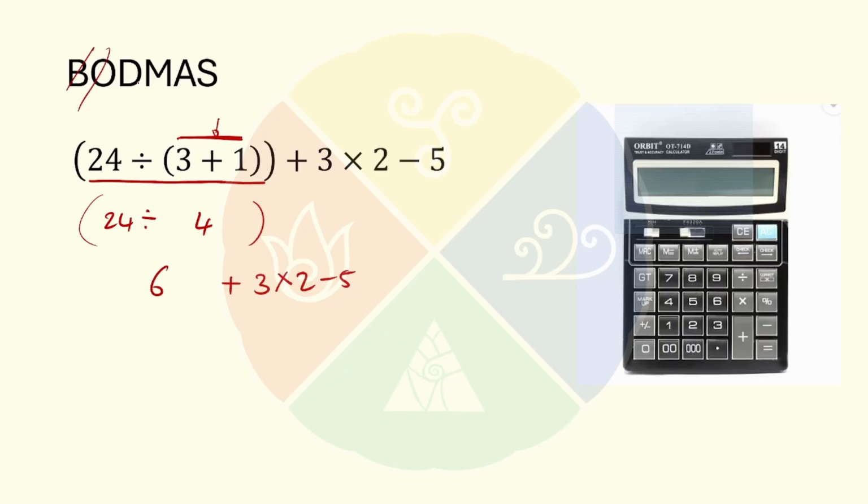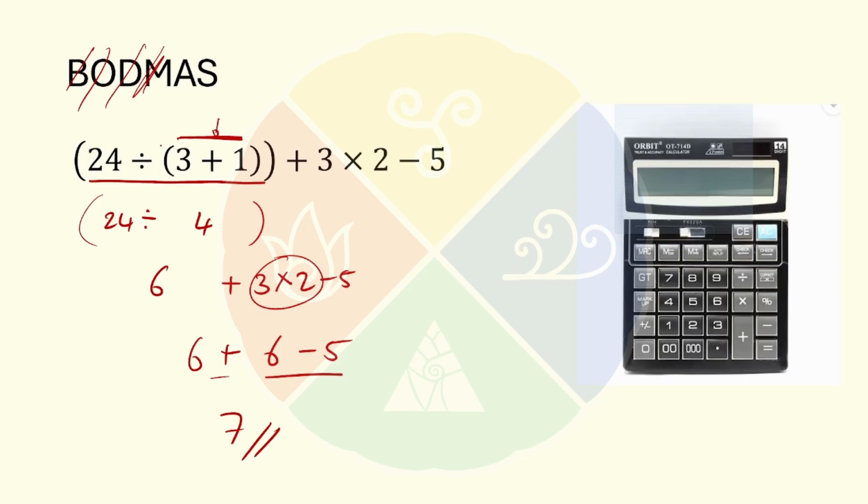All the brackets are done. Order: multiplication is next. This will become 6. 6 plus 6 minus 5. Do the addition and subtraction at the same time. So 12 minus 5, we'll get 7, and the answer is going to be 7. Yeah, that's it. One more problem.